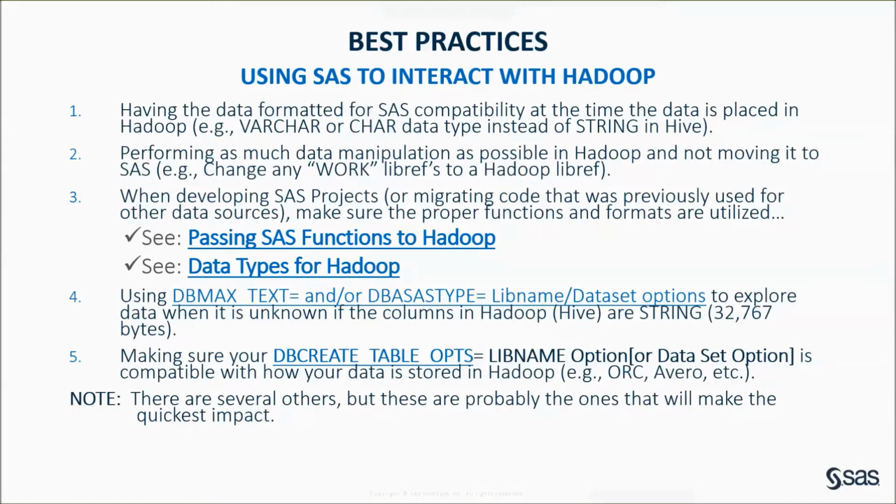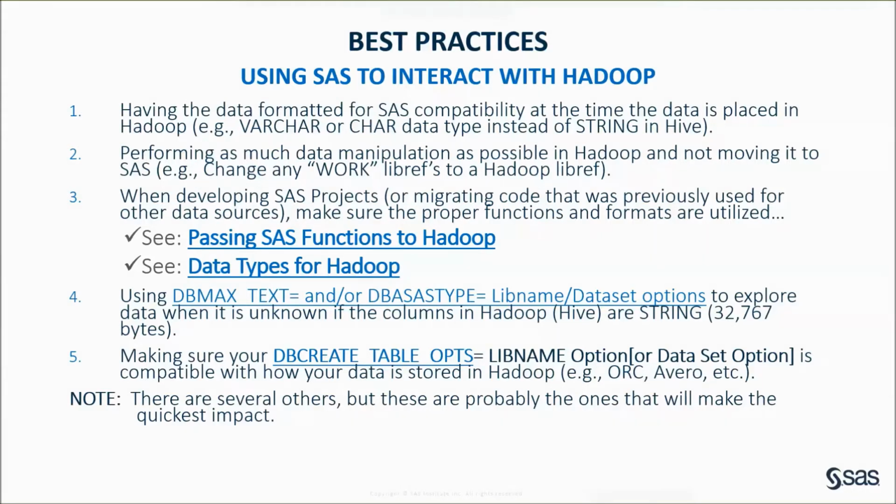Number 4 is using the DBMAX_TEXT= and/or the DBSASTYPE= LIBNAME dataset options. The reason one would use these is if you're connecting to a data set that's been placed in Hadoop by somebody who wasn't thinking about or considering the interaction with SAS, they probably placed the data there with a string format. This creates a 32,767 byte column. And if there are hundreds of columns on your data set, then you're going to end up with huge performance issues, even just trying to read that data with SAS.